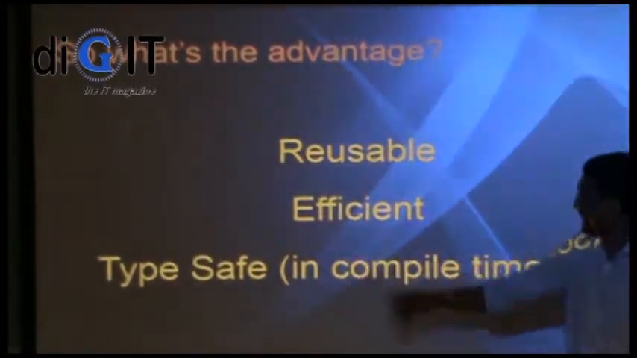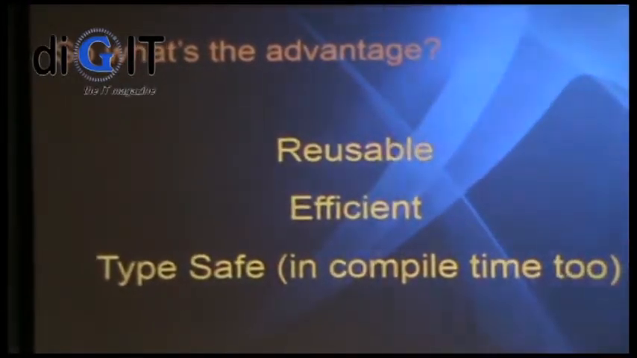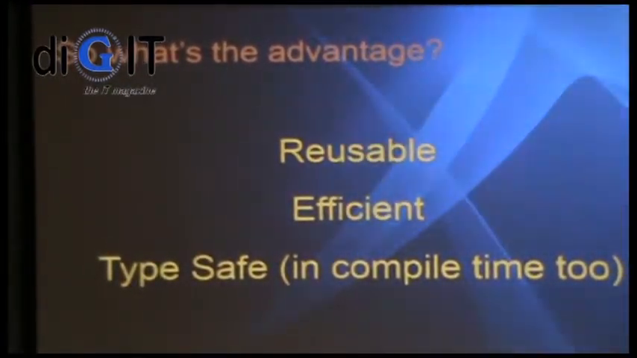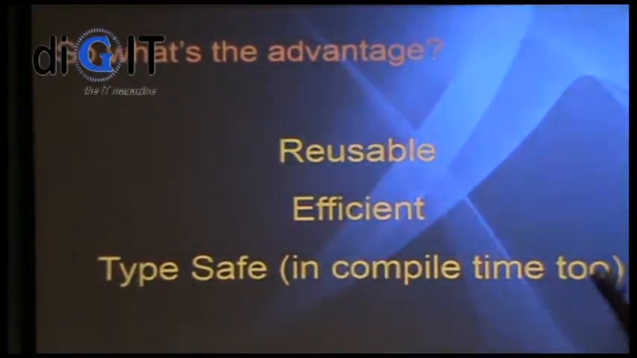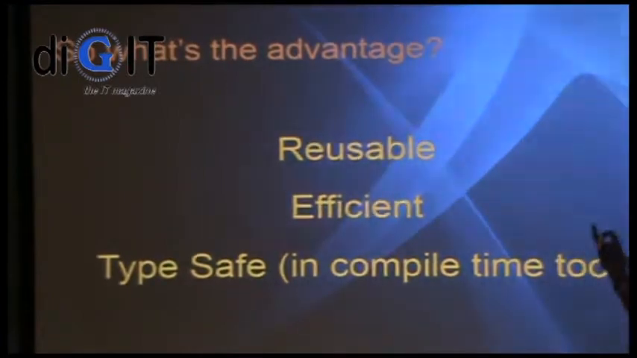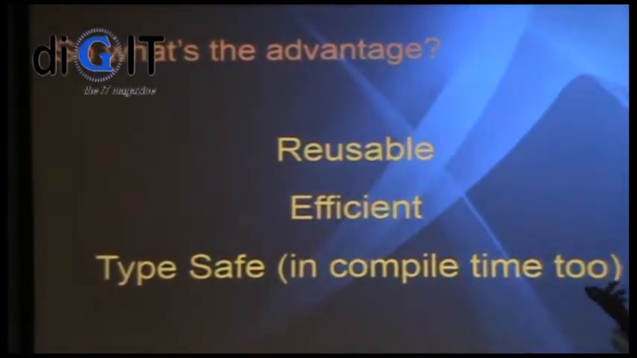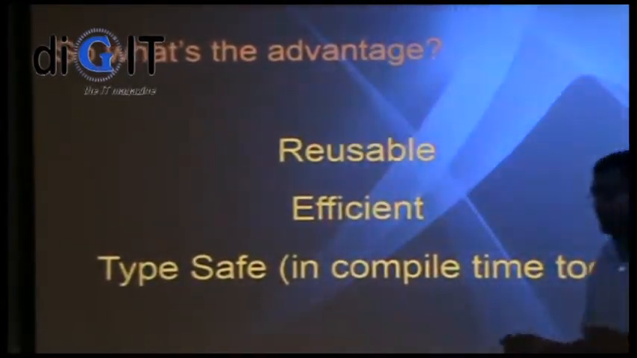So it's type safe even in the compiler. In non-generic collections, it's not type safe in the compiler, right? If I'm adding integers, I can add strings, I can put anything. Only when I'm returning the values will I have to cast. Here there's no casting needed because I know the type.